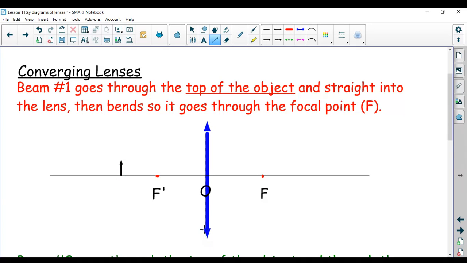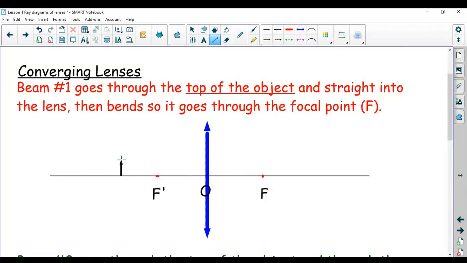And there's a lens down the middle, and in this case, it's a converging lens, and I can tell because it's pointy at the ends, which means the ends are thinner than the middle. And there's also the optical center being the very center of the lens. That's what all these markings are. Now, my first beam of light is going to go through the top of the object, straight into the lens, and then bend so it goes through the focal point.